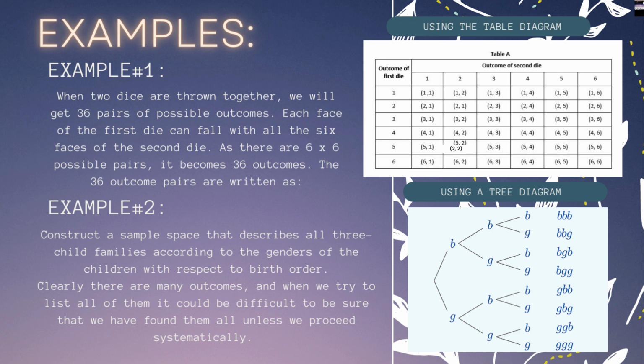Example number 2. Construct a sample space that describes all three-children families according to the gender of the children with respect to birth order. Clearly, there are many outcomes, and when we try to list all of them, it could be difficult to be sure that we have found them all unless we proceed systematically.